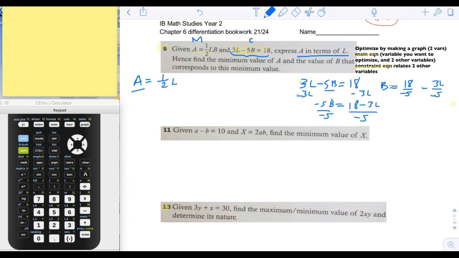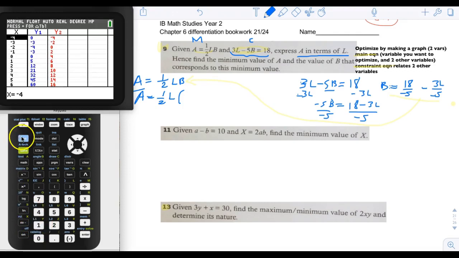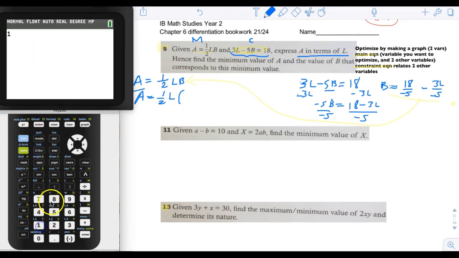The main equation is 1/2 LB, but we don't want the B in there. We only want L's. So we're going to take this relationship and put it in for B here, and then we'll only have A equals something in terms of L. So we'll have A equals 1/2 L times this expression for B. Let's make these into decimals. 18 divided by negative 5 is negative 3.6, and negative 3 divided by negative 5 is 0.6, so plus 0.6 L.